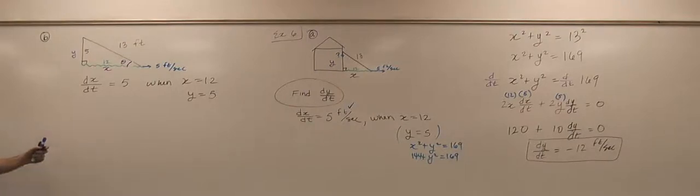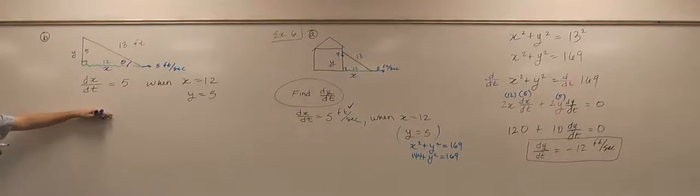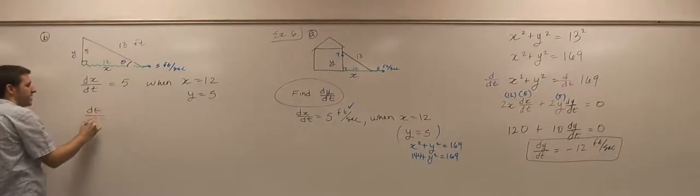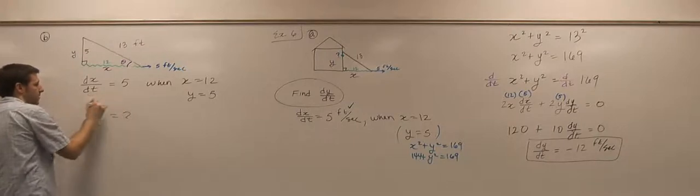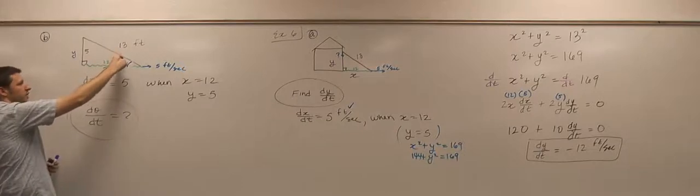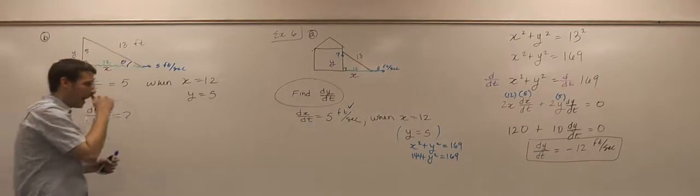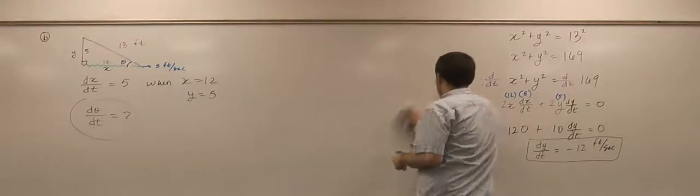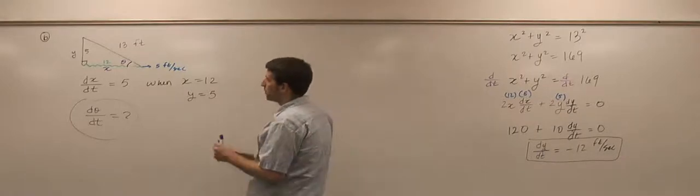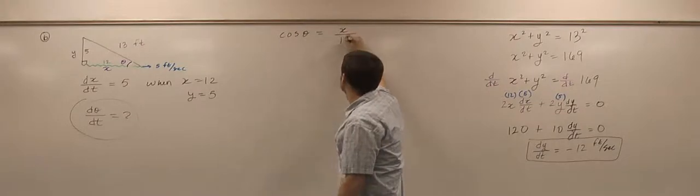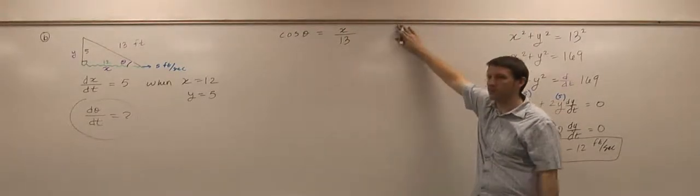Right, so I can set up cosine theta, and what am I actually solving for at the end of the day here? How fast is the angle changing? How fast is the angle changing means I need to find d theta/dt. So I have to get at some kind of equation that has theta in it. Cosine sounds like a good idea. So what would cosine of theta have to equal? Ooh, x over 13. If you did sine theta, you could do y over 13.